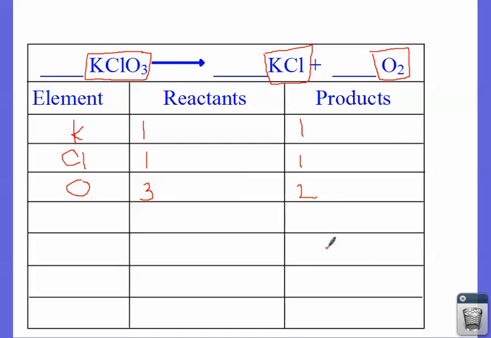But that's not really possible because on my product side, which is the right-hand side of the arrow, or the right-hand side of the equation, or after the arrow, the only molecule I have that contains oxygen is this O2. And if I put a 2 coefficient here, that's not going to give me 3 oxygens, it's going to give me 4 oxygens. Because 2, my coefficient, times 2, my subscript, is 4. So now I'm still not balanced.